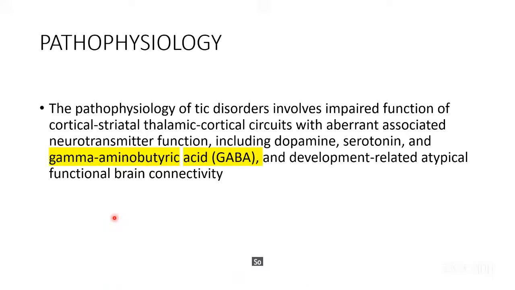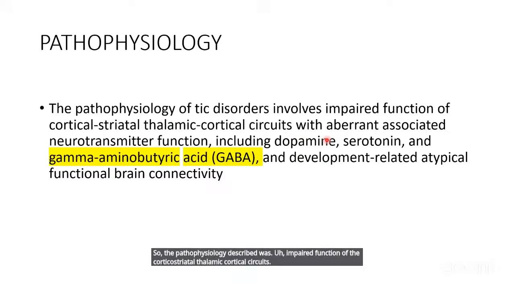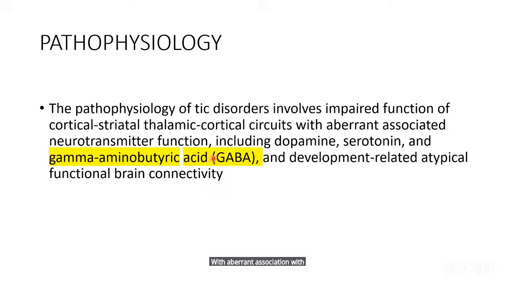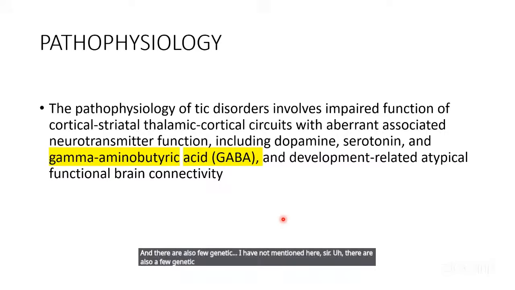So the pathophysiology described was impaired function of the corticostriatal thalamic cortical circuits with aberrant association with neurotransmitter function, including dopamine, serotonin, and GABA, and development related atypical functional brain connectivity. And there are also a few genetic contributions, which I have not mentioned here, sir. Strong heredity was seen in a few genetic diseases.